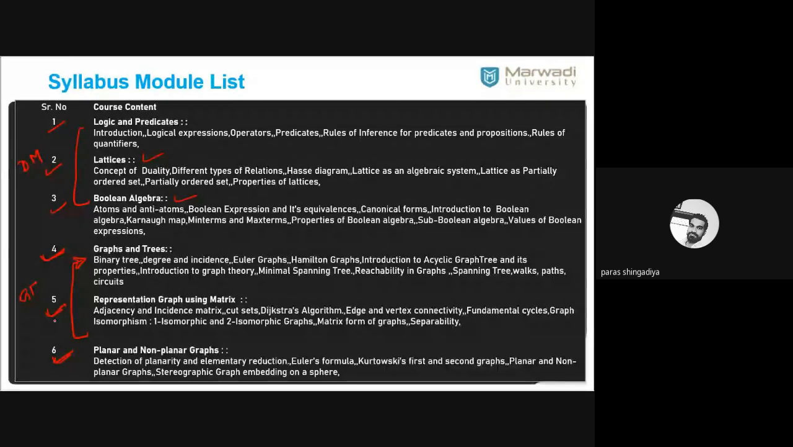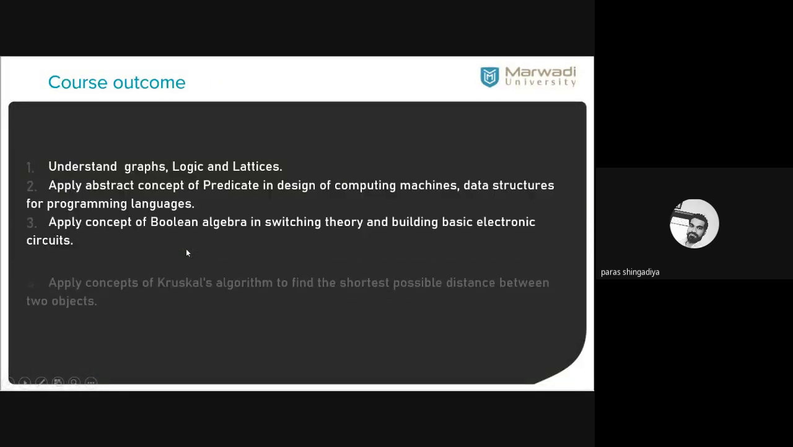Then we will apply the concepts of graph theory to matrices. In unit number 5 we will learn representation of graphs using matrix theory. Then we will use graph theory to check planar and non-planar graphs, using Euler's formula to check whether a graph is planar or not. Then Kuratowski's first and second graphs, and the graph embedding concept. So these are the concepts that we will learn during this semester.